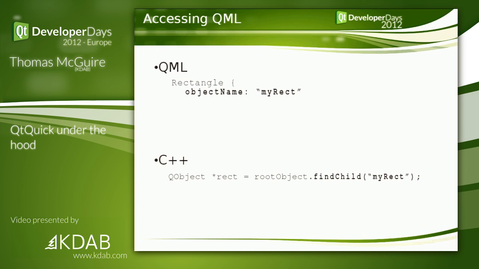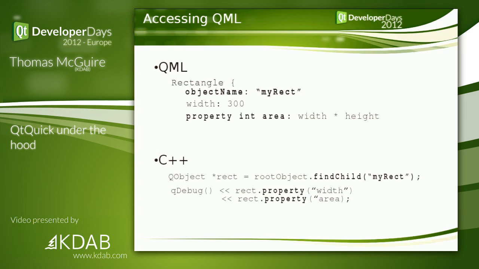ID and object name are different things. Object name corresponds to the object name of QObject, and ID is a special QML identifier that is not available in C++. Yes, right. That name has to be unique for this code to work.